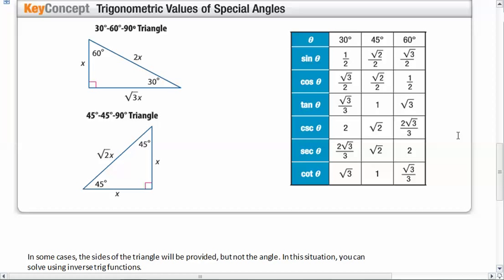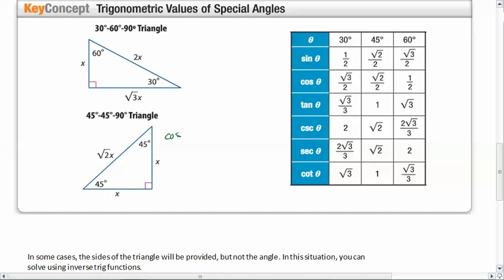For a 45, 45, 90 triangle, across from our 45, so opposite of our 45 degrees, we are going to have a side that is equal to x. Adjacent to our 45, we are also going to have a side that is equal to x. Our hypotenuse for that one is going to be equal to square root of 2 times x. So let's do an example for this one.